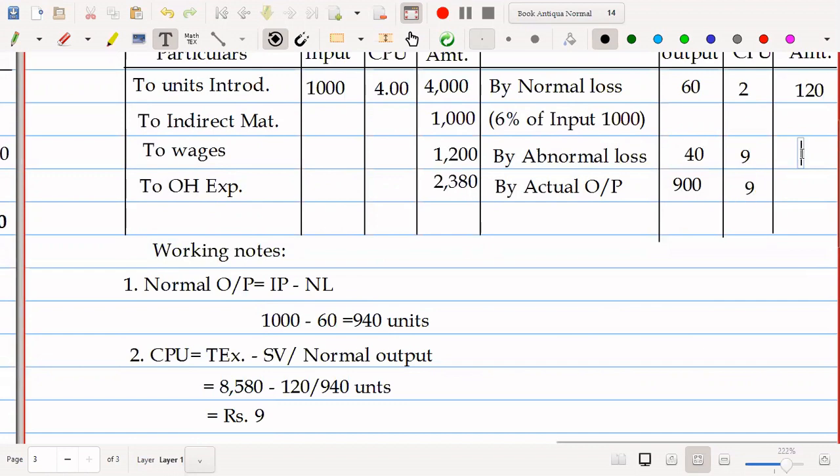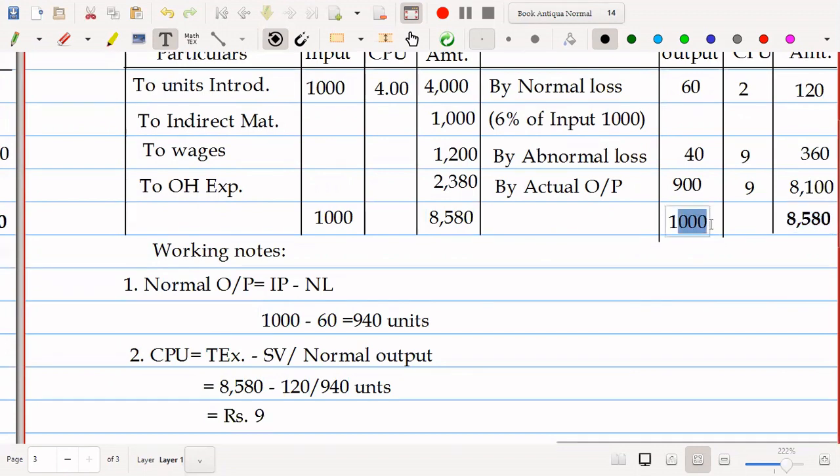So what is this? 9 into 40, it comes to 360, and 900 into 9, it comes to 8,100. Let's check out the total. So total here is 1000 and this also 1000, and this we had calculated earlier, 8,580. Let's check this side also. It comes to 8,580. Yes, 8,580. This is the total here.